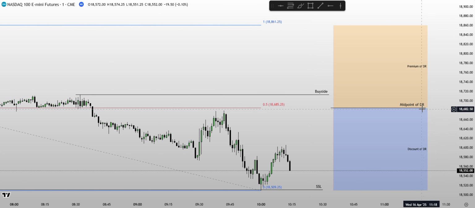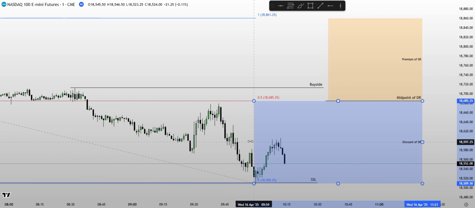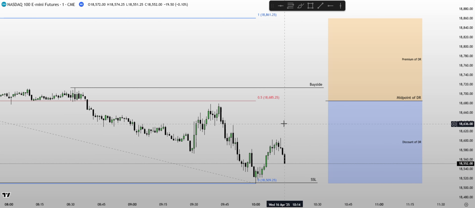Now, why did I pull this out? Because when you get that fresh sweep of liquidity here on the sweep of sell side, and you have draws to the upside, if there are objectives to the upside, if you think the drawn liquidity is above, an optimal long will be found in this half here. Not in this half. You don't want to take longs in the premium of the dealing range. You want to take longs in the discount. In this bottom half, the blue box right here, this is where you will find optimal longs. And that's how you utilize the dealing range to find where you can get those optimal longs.